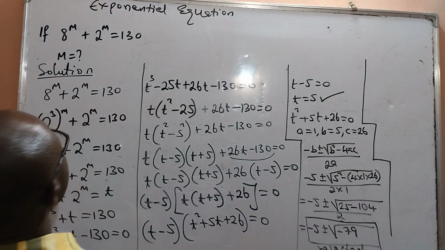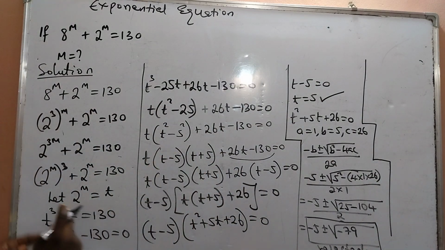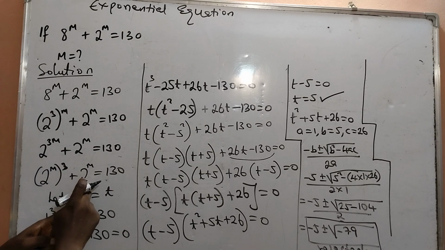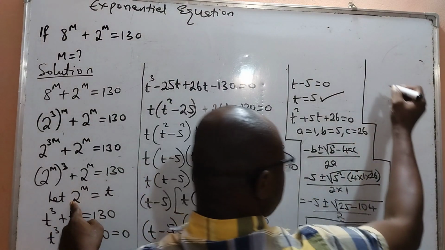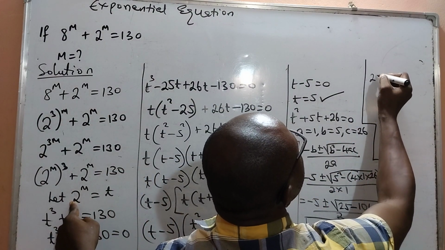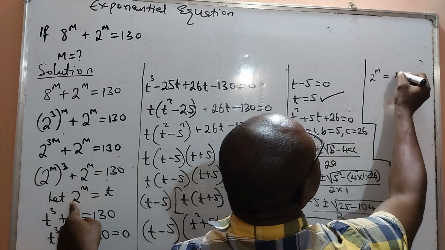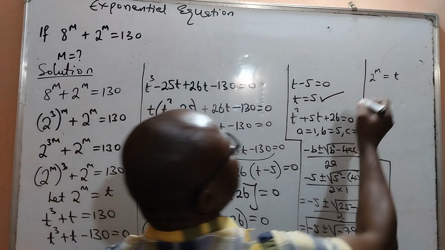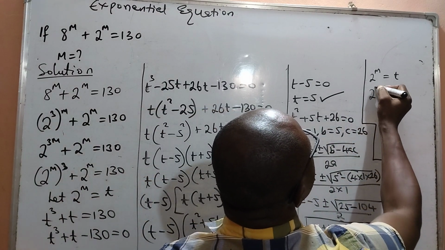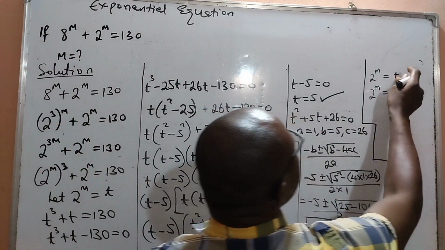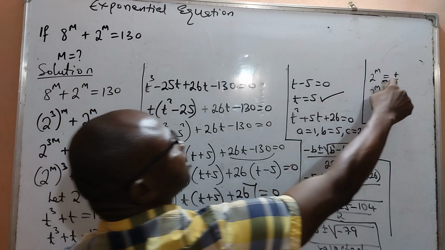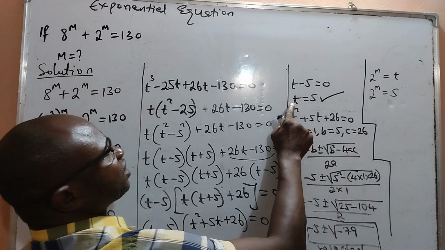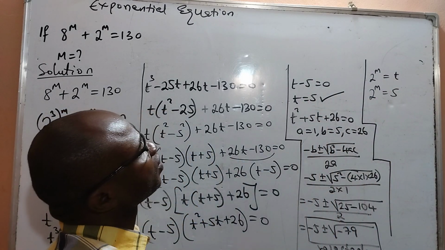And what we now do is, from here where we said let 2 raised to the power n be equal to t, I put it forward. 2 raised to the power n is equal to t. And I have gotten t here to be equal to 5. So I represent that 2 raised to the power n equal to 5. So I have represented t with what we got t to be, which is 5.